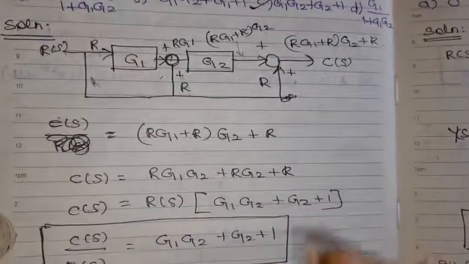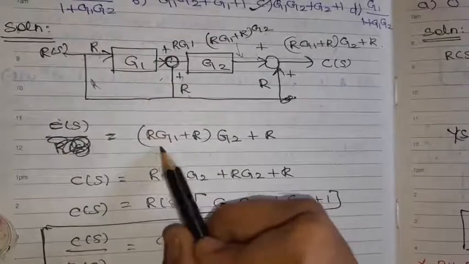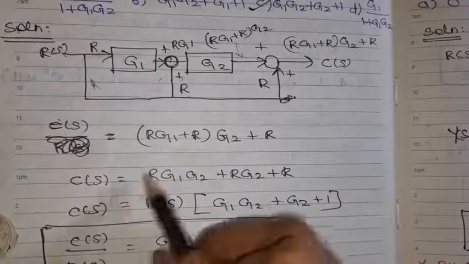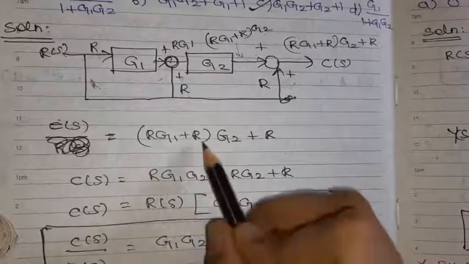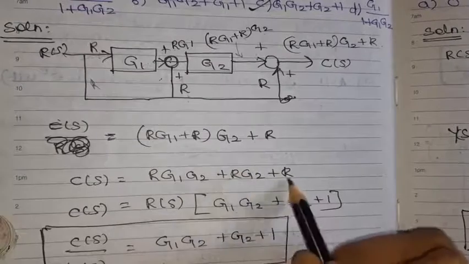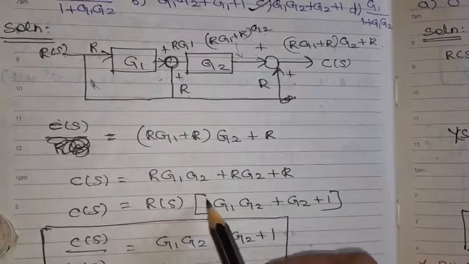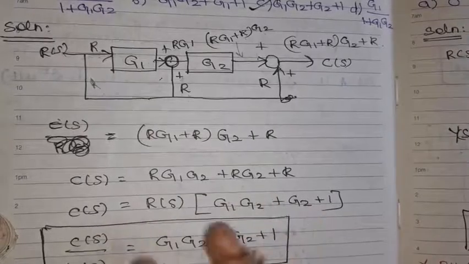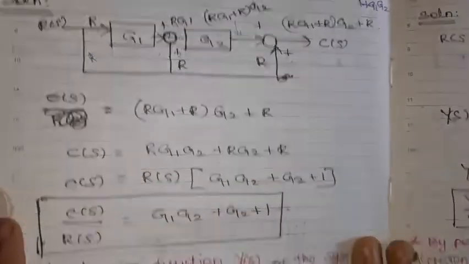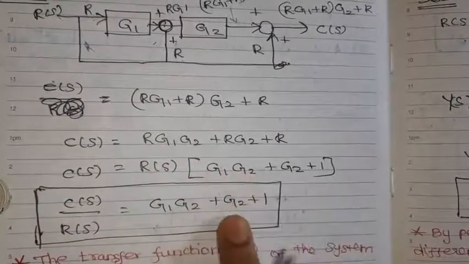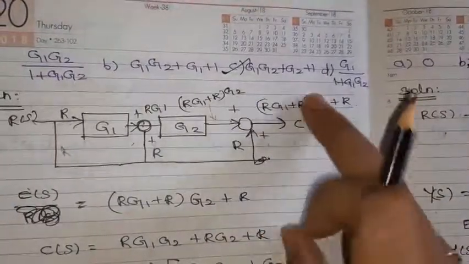In short, I will write R here instead of writing R of s. Then multiply inside: R G1 G2 plus R G2 plus R. So take R common outside: R of s into G1 G2 plus G2 plus 1. Because we need to find C of s by R of s, C of s divided by R of s is nothing but G1 G2 plus G2 plus 1. So option C is the right option.